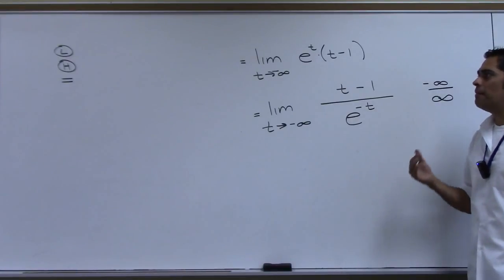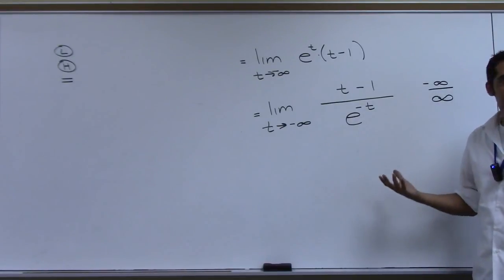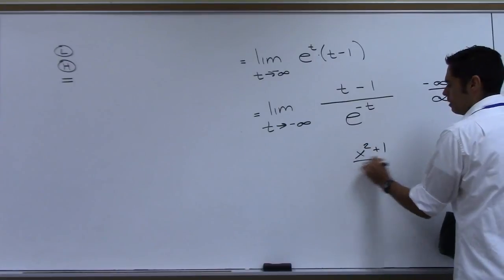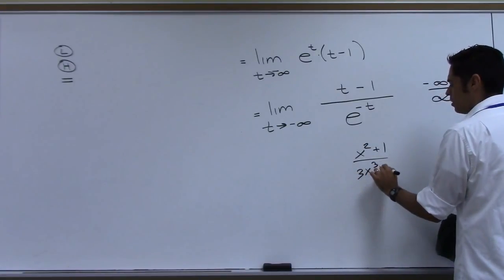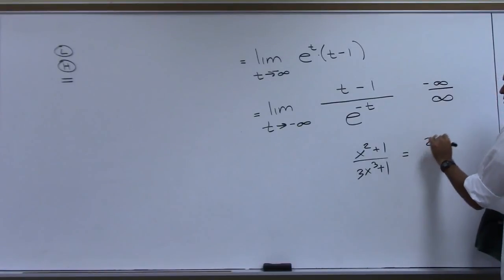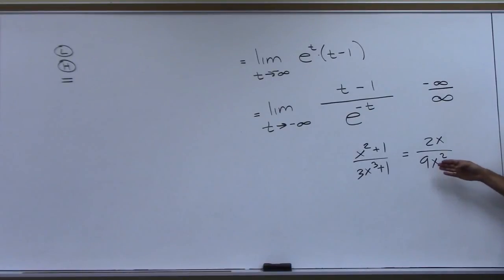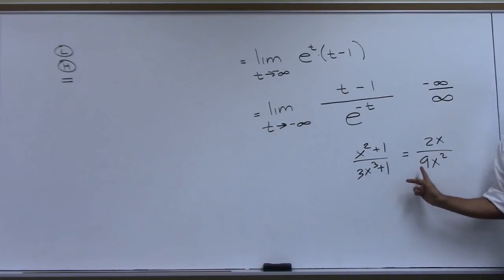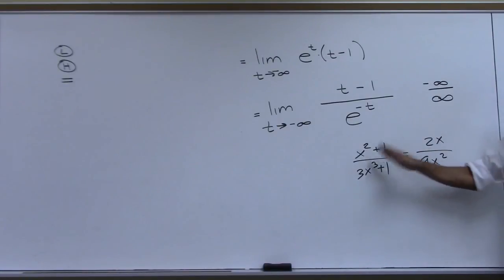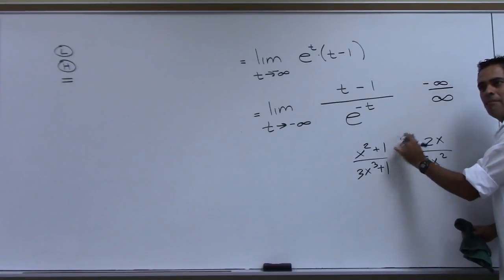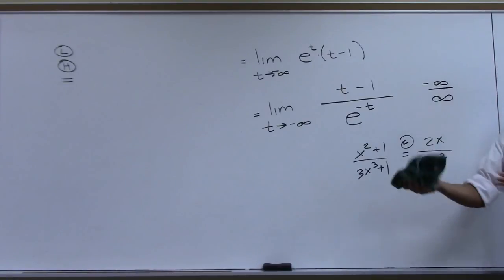Not have to, but it's good math penmanship, because it's like me saying, if I write down x squared plus 1 over 3x cubed plus 1, and I say that equals 2x over 9x squared, what did I do to get from here to here? I did the derivative on top and bottom. That's L'Hopital's rule, isn't it? You take derivative top and bottom separately. But algebraically, these are not the same thing, right? So you can't say this is equal to this, ever. So you have to indicate you did something that makes them equal. And the L'Hopital's rule is what allows it to be equal.